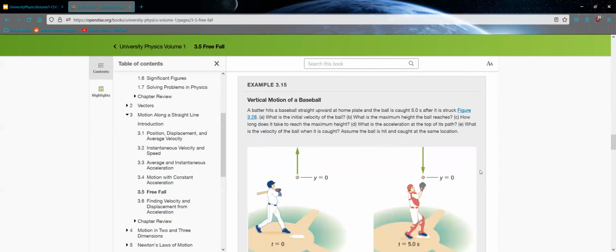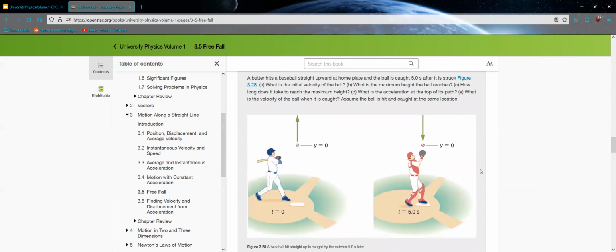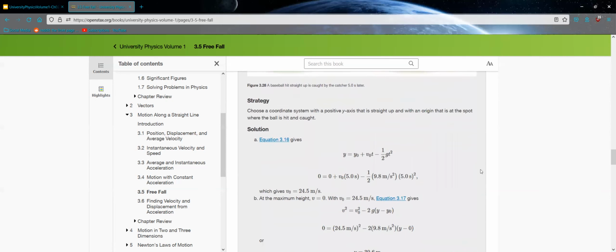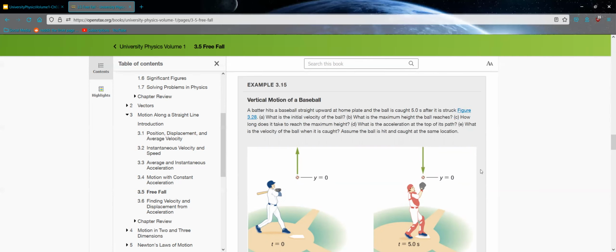So some of this is math, some of this is rationalizing. For example, what is the acceleration at the top of its path? Well, think about that. What is accelerating the ball, right? Is the ball undergoing acceleration if it's at the top of its apex? So what do we know? What don't we know? Well, I know an initial displacement and a final displacement, as shown here. They're both 0, right? I'm assuming the batter and the catcher are the same height. And we know t initial and t final, 0 and 5. And that's all we're given.